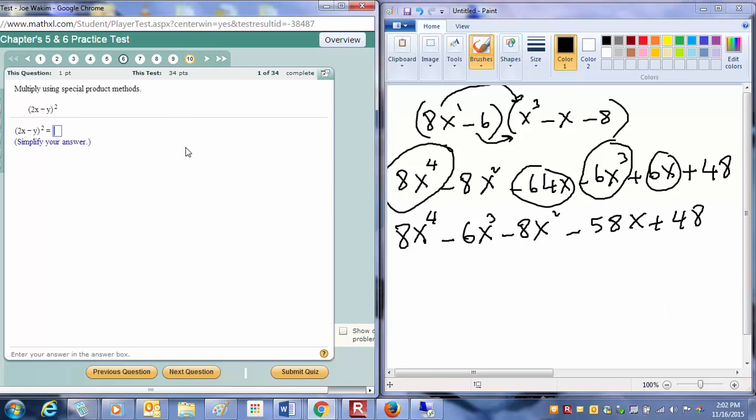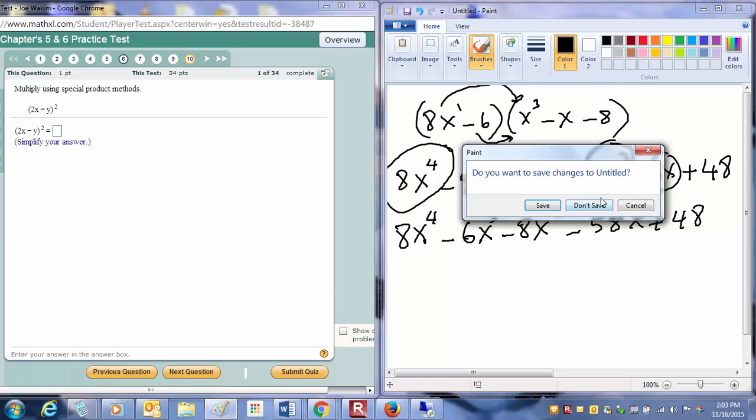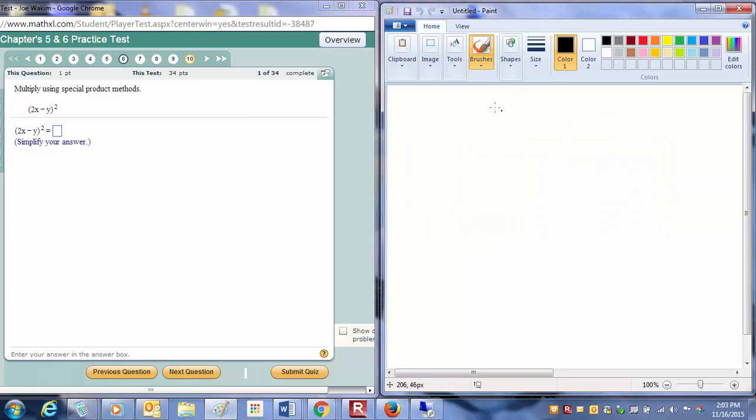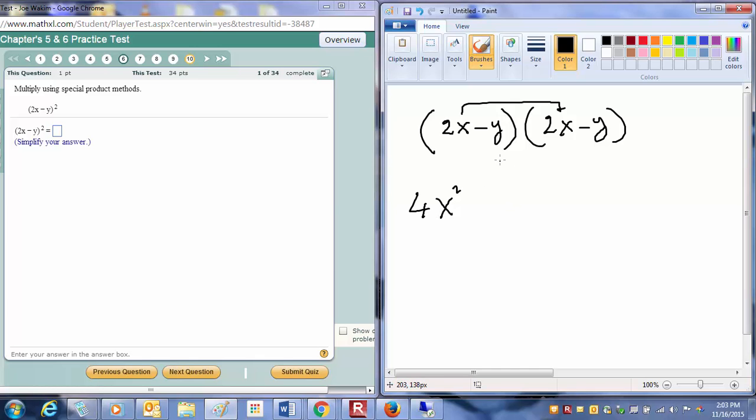Let's try number 10. Multiply using the special product method. So we make sure that we don't distribute the 2 this time, but we have to multiply 2x minus y times 2x minus y. Again, we can multiply first 2x times 2x, which is 4x squared. Multiply negative y times negative y, which is plus y squared. Then we can do the outer, negative 2xy, and the inner, negative 2xy, which is negative 4xy. And that would be the final answer.